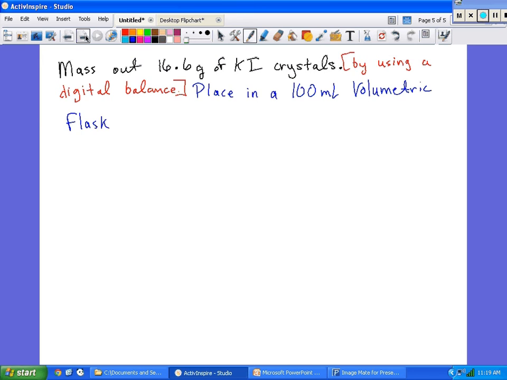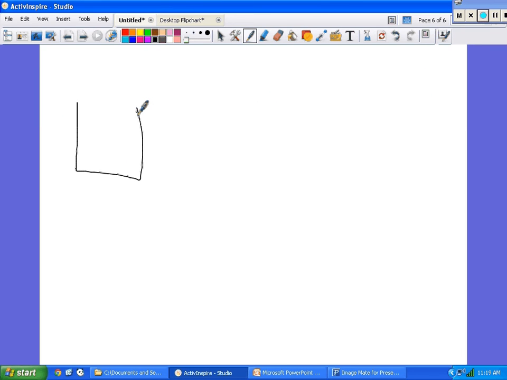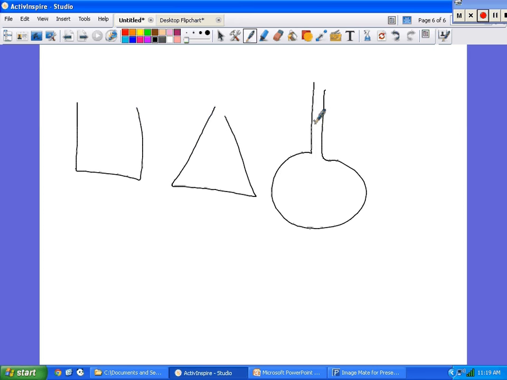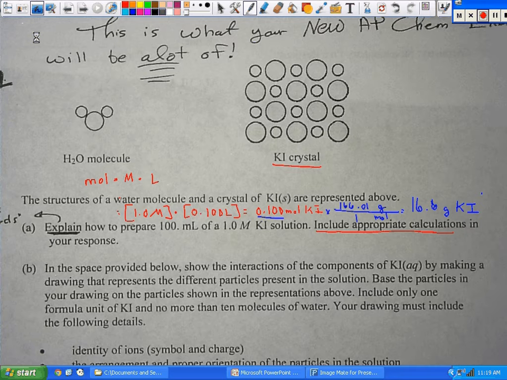Because you remember, we have a beaker. This is a beaker. Then we have an Erlenmeyer flask, which is like this. And then the volumetric flask is kind of like this, and it's got that line, right? This is why we use the volumetric flask.